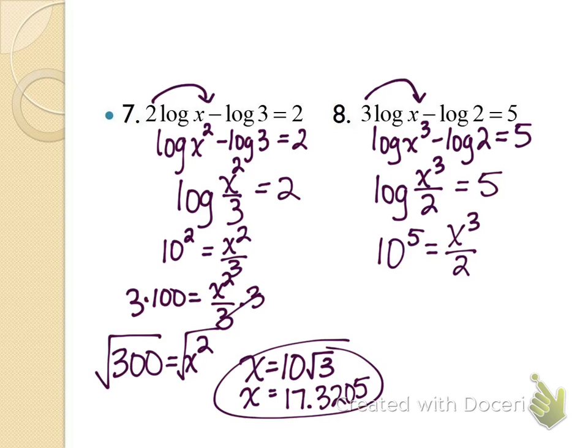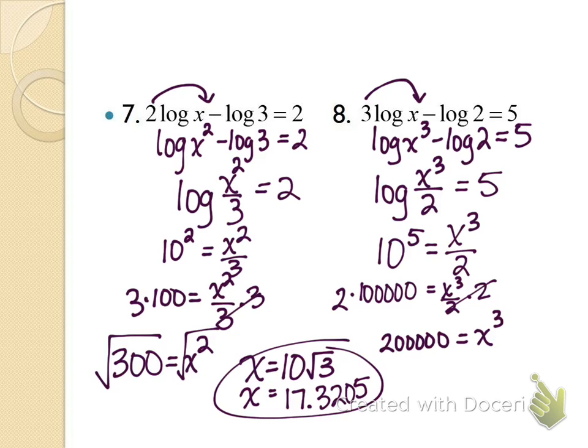All right, 10 to the 5th power is 100,000. That's equal to x cubed divided by 2. My next step, multiply by 2 on both sides. So now I have 200,000 equals x cubed. My last step is to cube root both sides. Okay, when we cube root both sides, we just have an x.